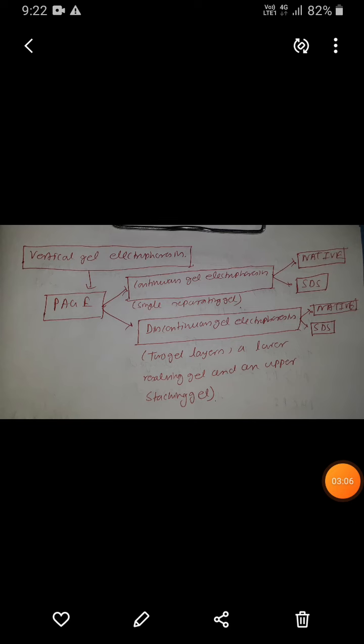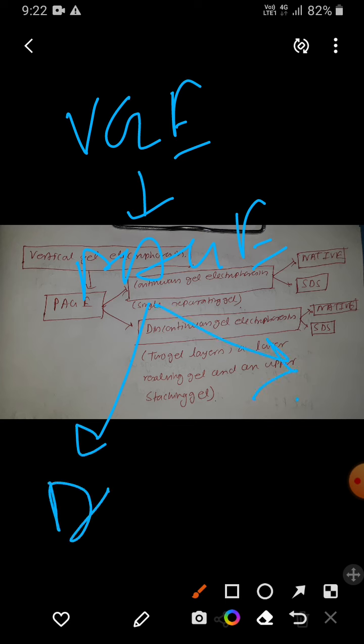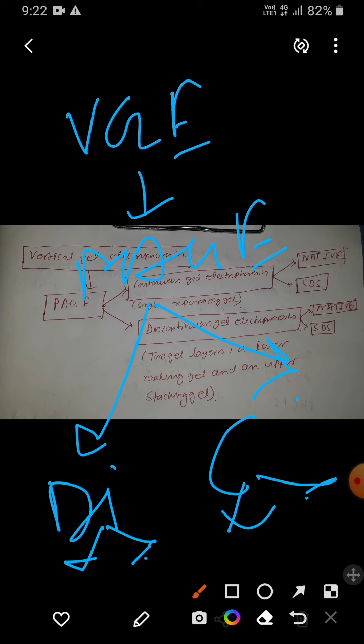Now let's talk about some conceptual part. We have discussed that vertical gel electrophoresis is PAGE, right? PAGE is in turn divided into two parts. One is discontinuous gel electrophoresis, another one is continuous gel electrophoresis. And discontinuous can be divided into two parts. One is SDS, another one is native, right? So in discontinuous gel electrophoresis we are using two kinds of gel: resolving gel and stacking gel.